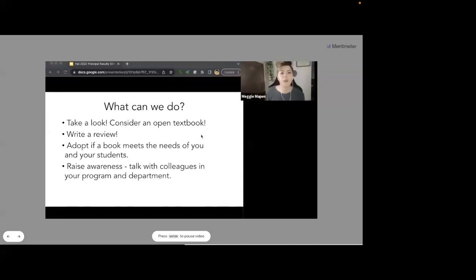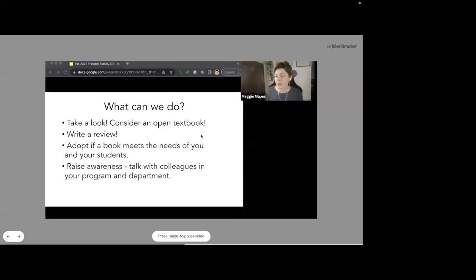Also, adopt a book if it meets the needs of you or your students. So even if right now you're not in a cycle where you're looking to change the educational resources in a class, the next time that you are, the next time you're scheduled or you're surveying textbooks or resources to change your curriculum, just take a look at the open textbook library and make some choices about whether one or multiple books within that library might work for you. And raising awareness, talking with colleagues in your program and department.